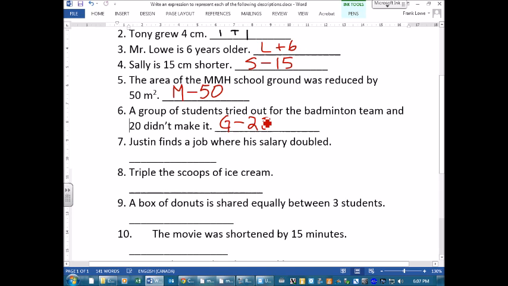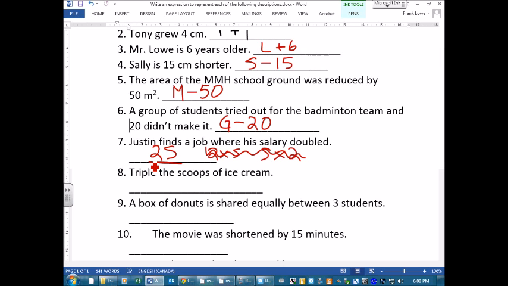Okay. Justin finds a job where his salary doubles. Wow, that'd be awesome. So his salary doubled. What we didn't know is what his salary was to begin with. So his salary, that's the variable, and we doubled it. How do we write that? 2s. That's correct. Now, if you went 2 times s or s times 2, I'm not going to mark it wrong, but you need to get used to writing variables and numbers together in the correct way, and this is the correct way right here.